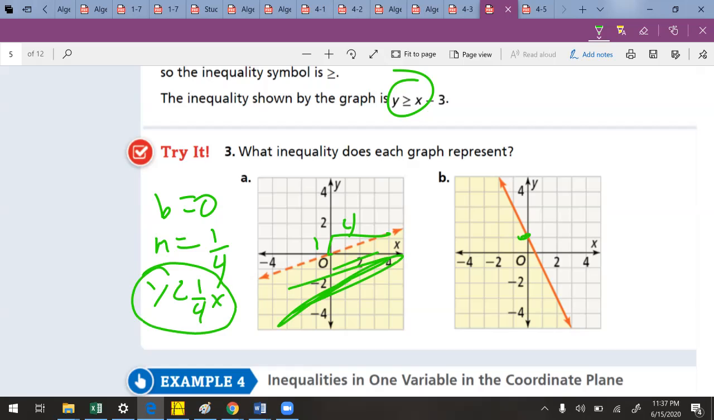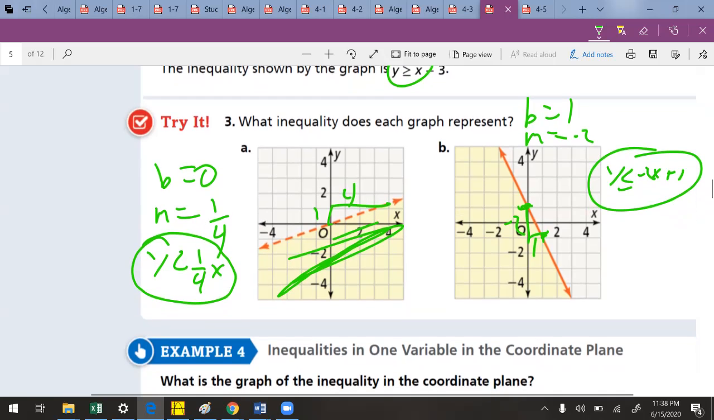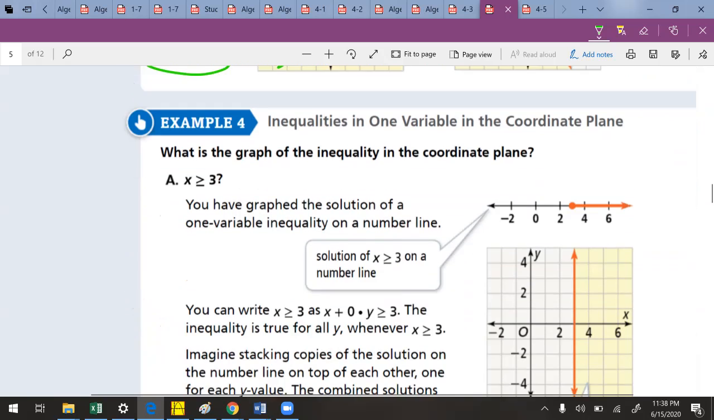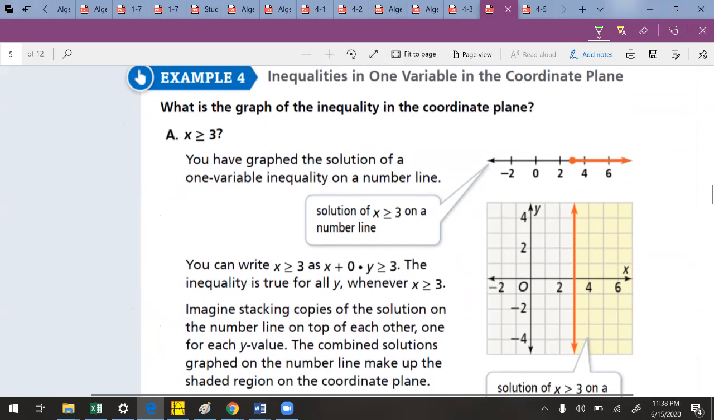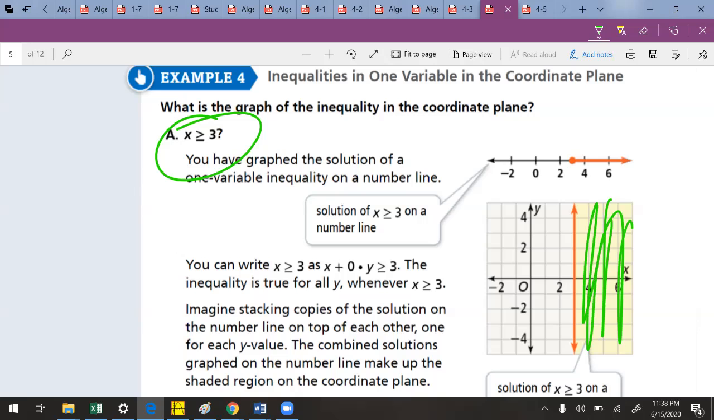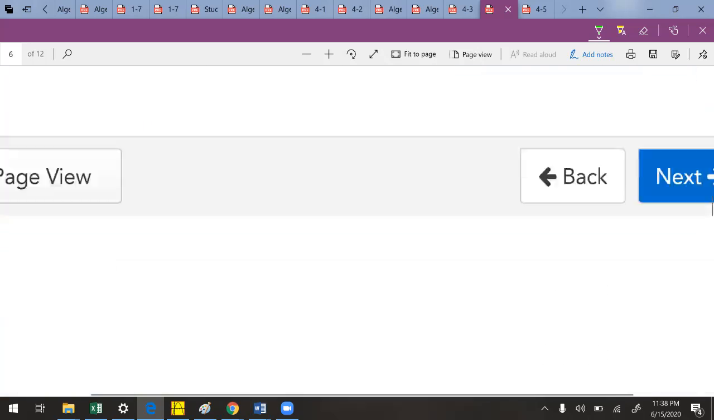Okay, let's look at this one here. Your y-intercept is 1. Your slope, let's figure it out. It's -2 over 1, so it's -2. It's solid, shade below, so it's y less than or equal to -2x plus 1. All there is to it, okay? Now, if it's one variable, it's a vertical or horizontal line. Notice how it's greater than or equal to: shade to the right of it. If it was less than, you shade to the left of it.